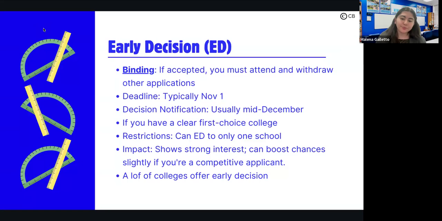And a lot of different colleges offer early decision, and they'll make it very clear on their website. So if there are schools you're considering applying early decision or any of the other ways you can apply that we're going to get into, you can just check the website. You can Google, and it'll be right there, very easy to check.